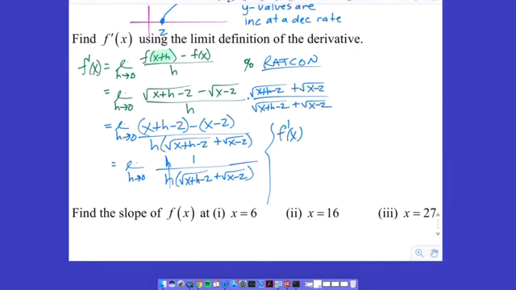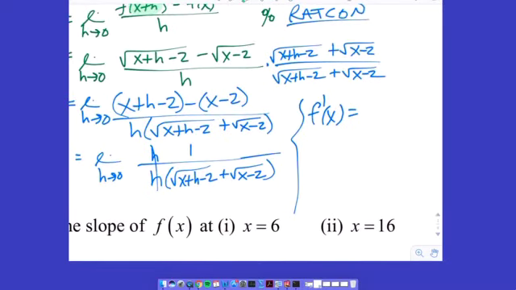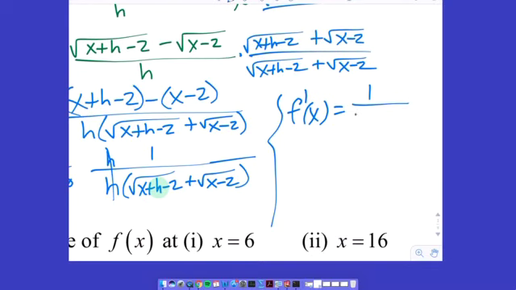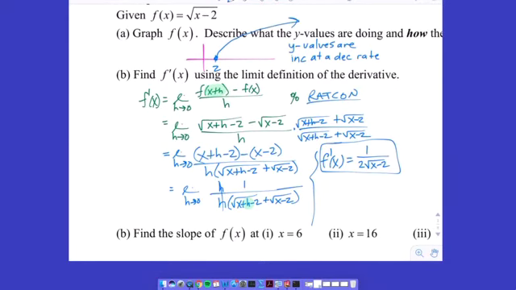F prime of x, then, when you plug in a 0 for any h that remains, and there is one right there, you get 1 over the square root of x minus 2 plus the square root of x minus 2. That's 1 over 2 square root of x minus 2. And there you go. If you listen carefully, you can hear Galileo grumble. This is the holy grail, plug and play, drop in an x formula, and then figure out what the slope of that graph is at any point.